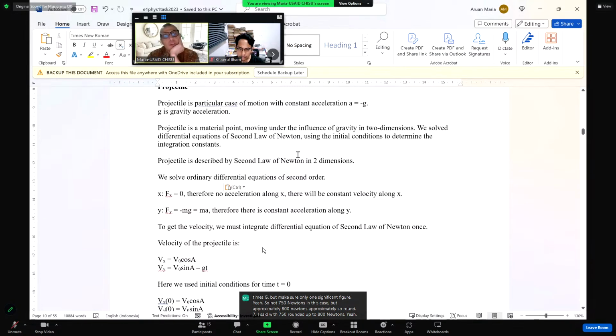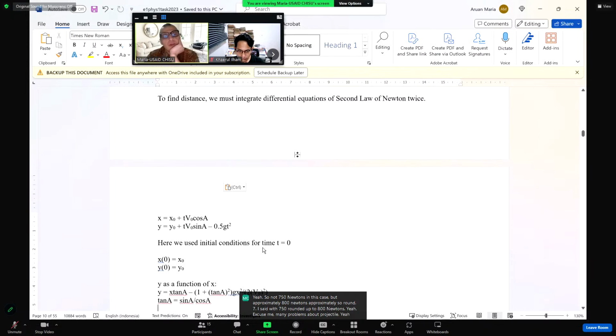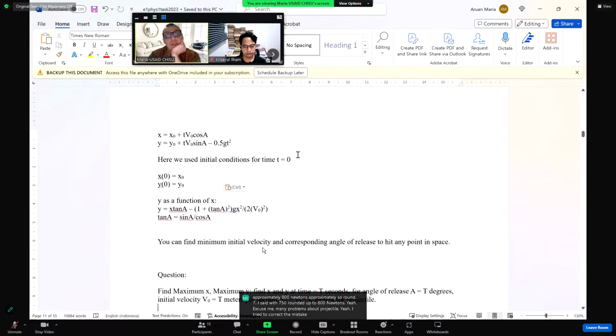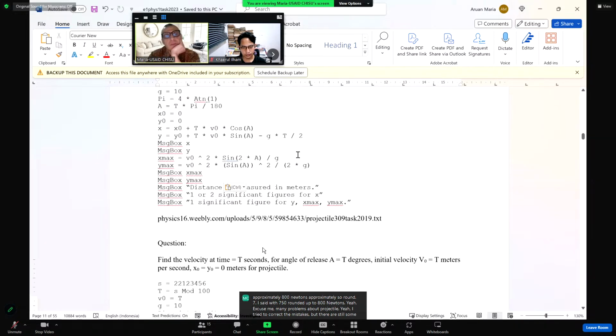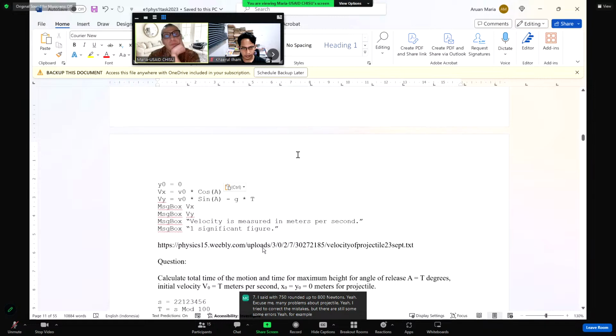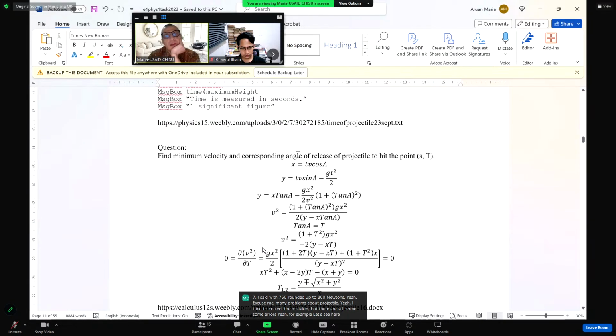Excuse me, many problems about projectile, yeah? I tried to correct the mistakes, but there are still some errors, yeah? For example, let's see here, T1 and T2 is correct, but this equation, xt squared plus x minus 2yt minus x plus y is equal to 0, this one is incorrect. It's incorrect, yeah? And I think the derivative is also incorrect. So I will try to fix it. If not, you please try to fix them, yeah?